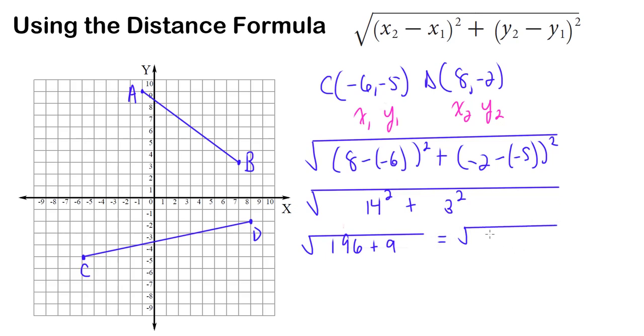and we get radical 205. Now, the square root of 205 is an irrational number. So in this case, we're just going to round it to the nearest tenth. If I find the square root of 205 on my calculator, I'm going to get 14.31782 and so on. So I'm going to round this to the nearest tenth and say that it is approximately 14.3 units long.